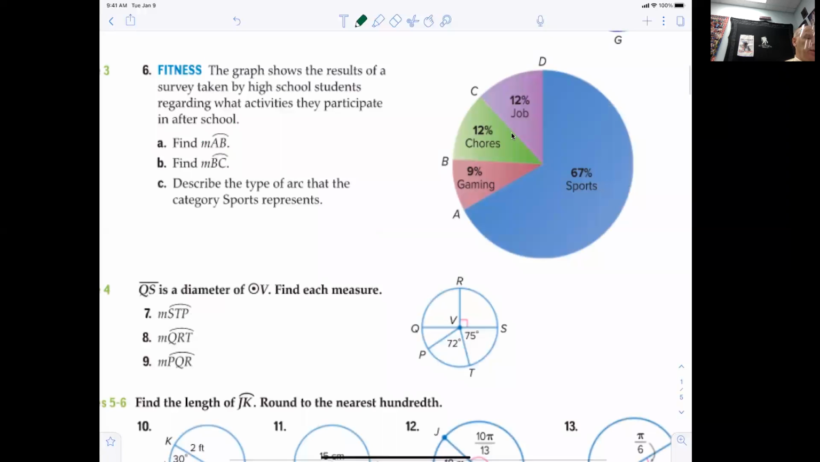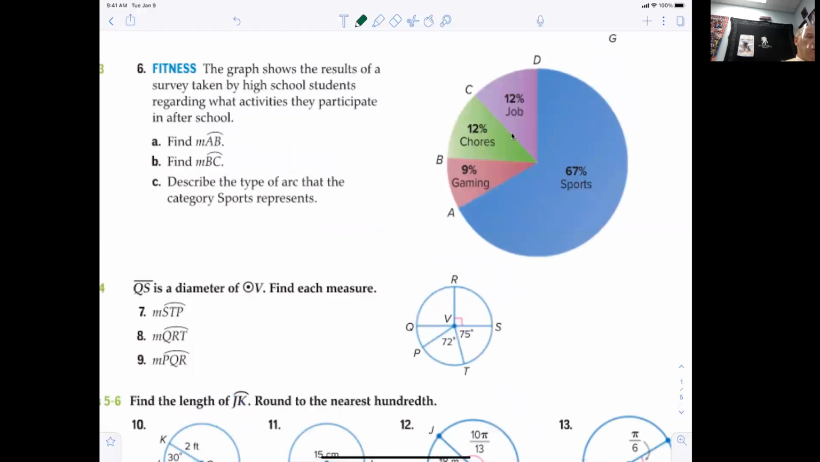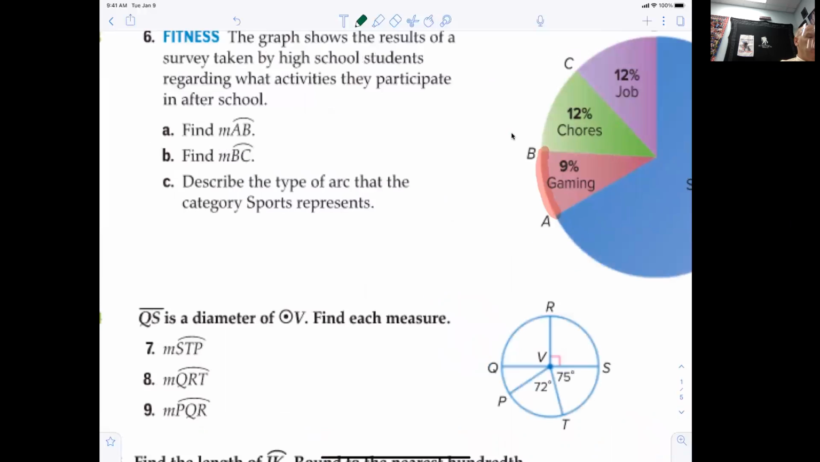All right. Now, the graph shows the results of a survey taken in high school students regarding what activities. All right. We want to find the measure of arc AB. So can someone try to tell me how I would find the measure of this arc? Tell me. So what you're gonna do is, since it's 9%, it's gonna be 0.9, I think, and then times 360. 0.9 or what? 9%. Tell me 9% is what decimal? 0.09. Yes, I know what you meant.